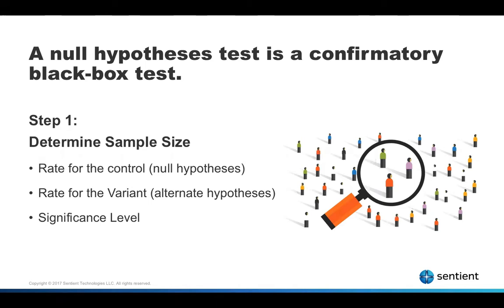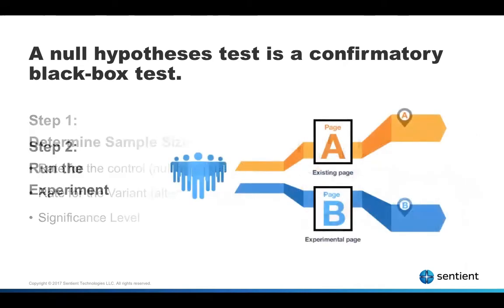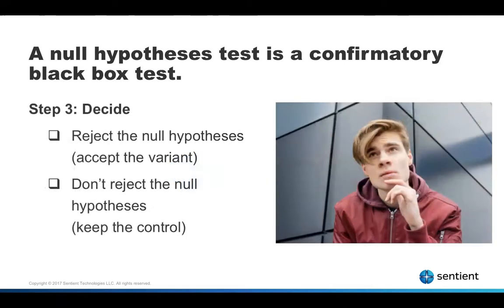So everybody's been through this drill. You start with a sample size, and you get that sample size from a calculator. But what I want you to pay particular attention to is the things that you need to get that sample size. So you need a rate for the control. Some people call that a null hypothesis. Rate for the variant, and that's your B, the alternate hypothesis, and a significance level. So you get that, and you start the experiment. And then when you're done, you make a decision.